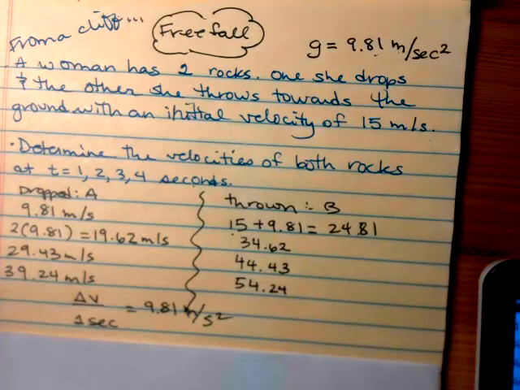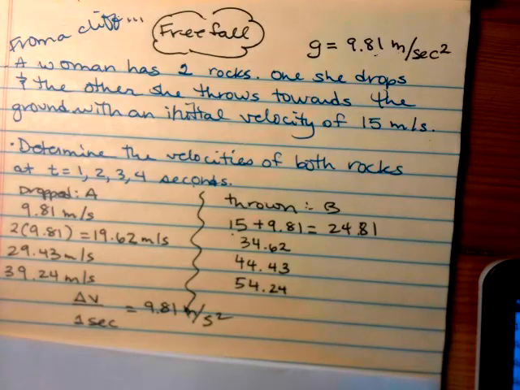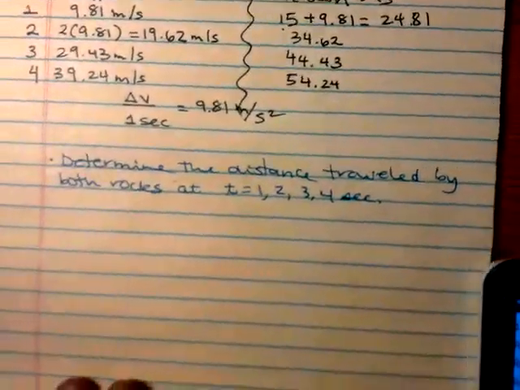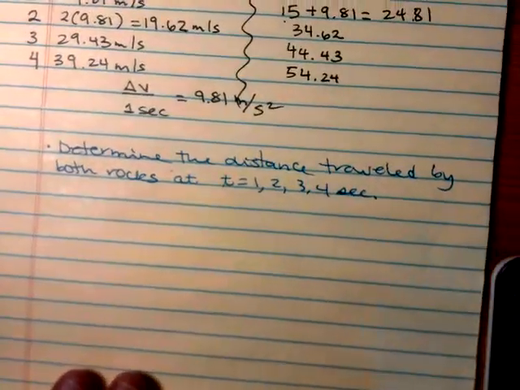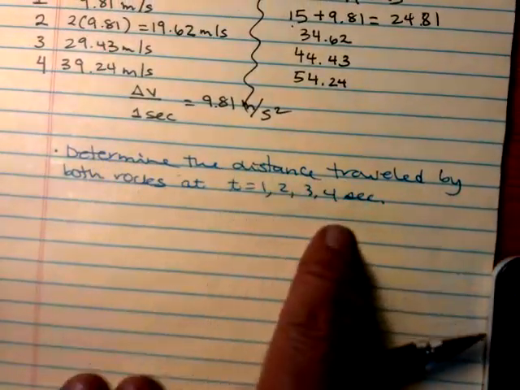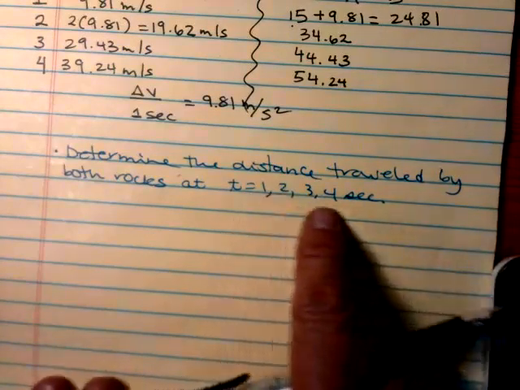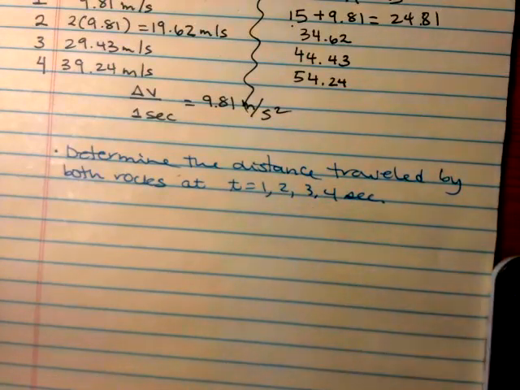You're absolutely right. It's going to go faster. It's going to get to the ground faster. That is absolutely true. Okay, so let's go ahead and just verify that so that your intuition isn't going to make you crazy. Because you're right. Your intuition is exactly right. So let's determine the distance traveled by both rocks at the end of each of these time frames.